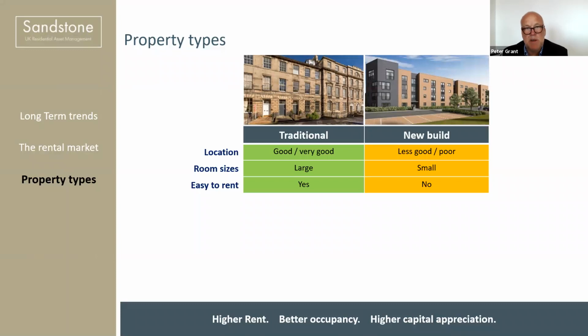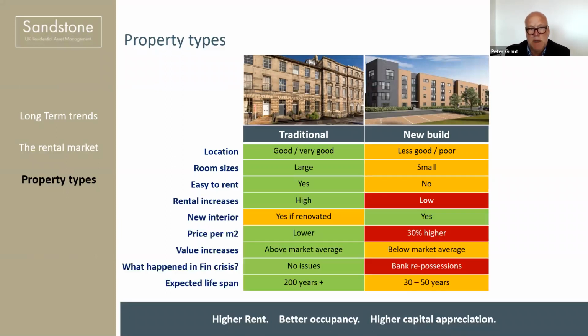And we much prefer the traditional property for a whole bunch of reasons, which we'll see in a minute, but probably 3 standout ones are location, room sizes, which tend to be larger, and ceiling heights higher, and the fact that they're just easier to rent. But if you look at all the metrics, including the price per square meter, value increases, etc., then bottom line is that traditional is the one that tends to perform better than new build. So that's the one that we concentrate on.